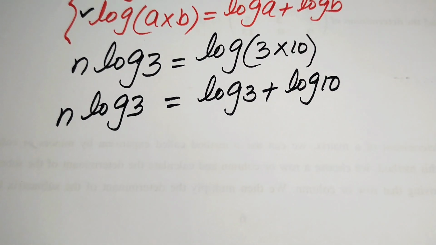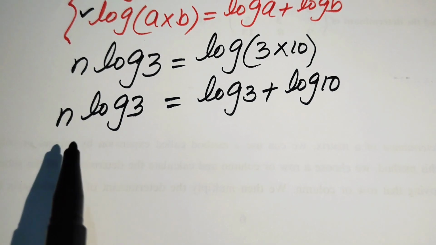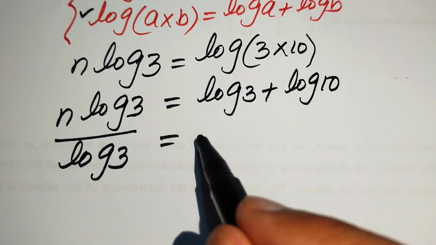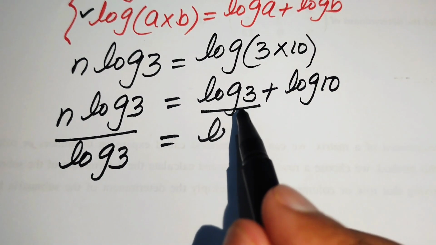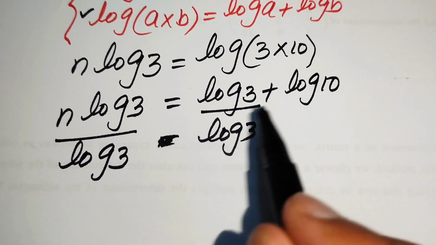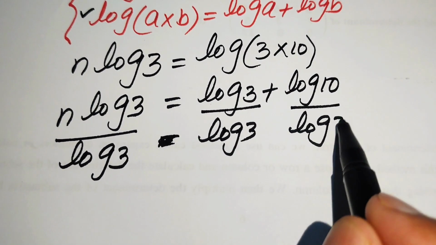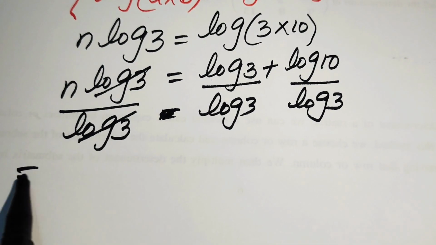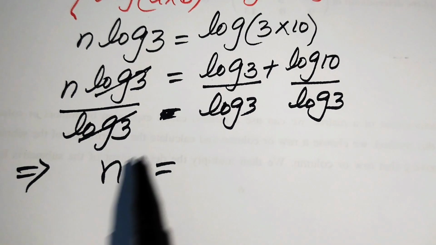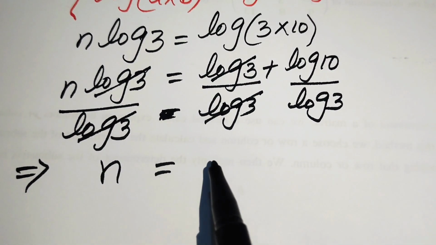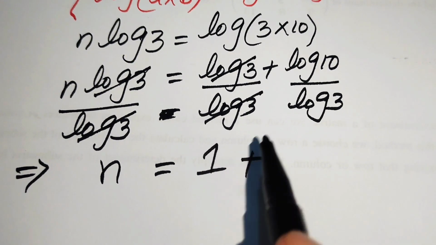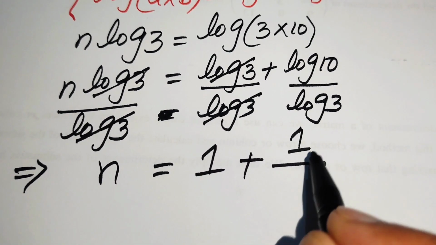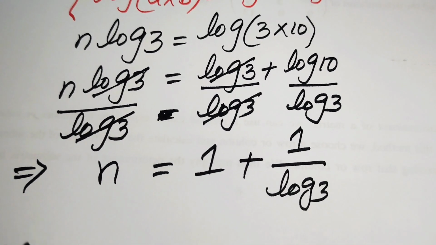In order to find the value of n, we need to divide both sides by log 3, so it is written as n log 3 over log 3 equals, here we divide this log 3 by log 3, and this term is also divided by log 3. Now you see that this log 3 is cancelled out by this log 3, and on the left hand side we have n equals, this log 3 is cancelled out by this log 3, and we have 1 plus, where we know that the value of log 10 is equal to 1, divided by log 3.